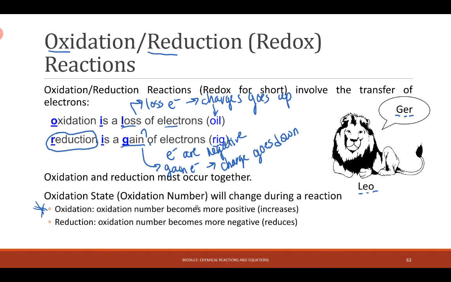But if we look at how the charge changes for now, we can determine what's being oxidized and what's being reduced. Oxidation and reduction always have to happen together because electrons are matter too, and we can't just lose electrons without them being gained somewhere else.